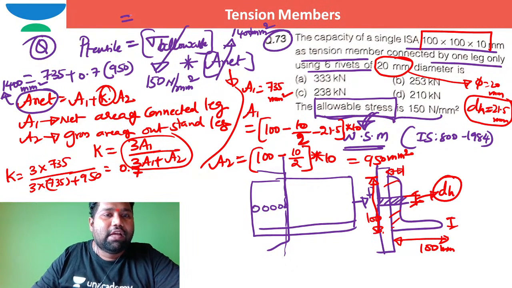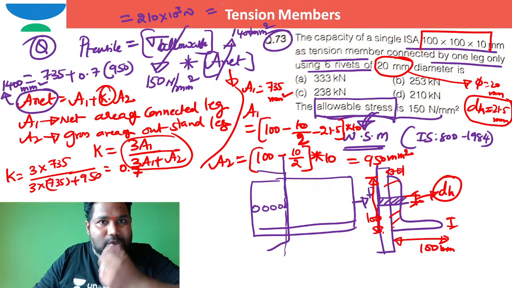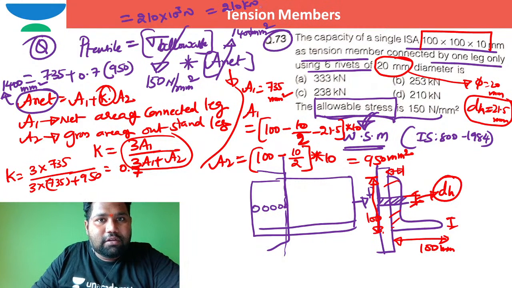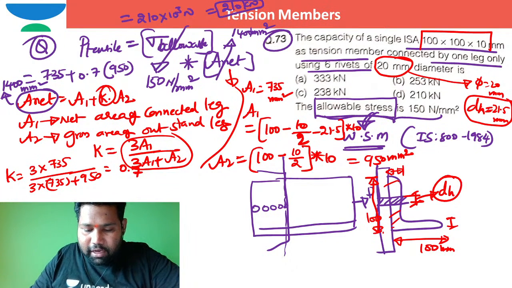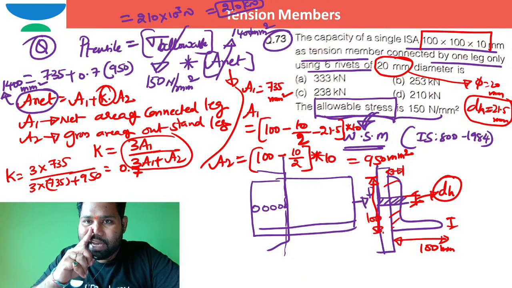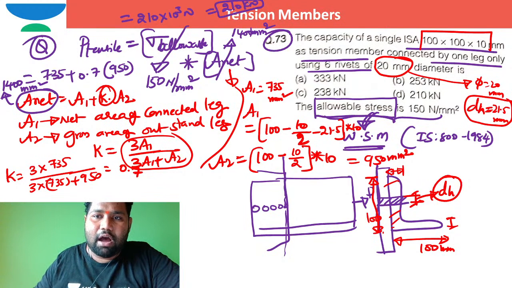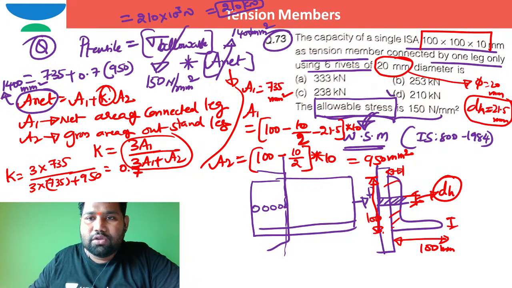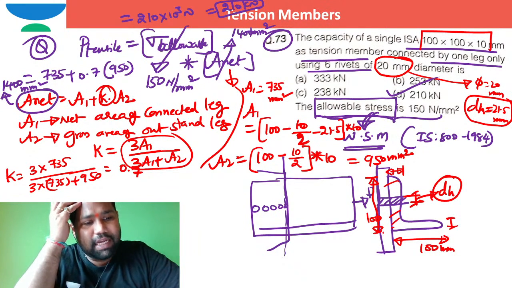Then definitely the allowable strength you are going to get as 210 into 10 cube Newton, which is 210 kilonewton. Is that okay? Can you see the option is 210 kilonewton? Directly we can pick option D itself as the correct option. Is that okay?